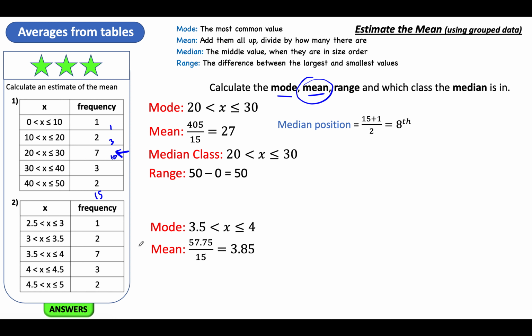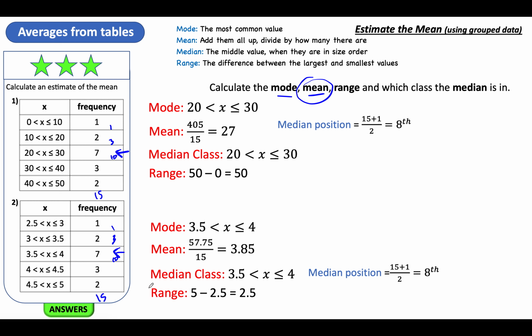The mean, if you do your 2 extra columns, add up your midpoint times frequency, you get 57.75. Divide it by the total frequency, which is 15, and you get 3.85. The median position again, because actually look, they're the same frequencies on both questions, but it's the 8th position. Where is the 8th position? Well, just like the top question, it's in this one here. So this time, this is the class we're after, the 3.5 up to 4. So x is bigger than 3.5, but less than or equal to 4. And lastly, the range is the 5, take away the 2.5, which has a range of 2.5.